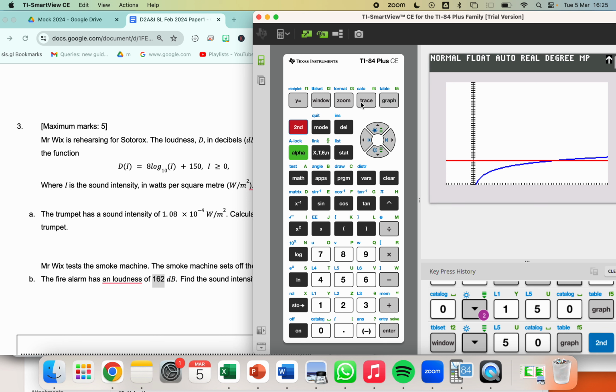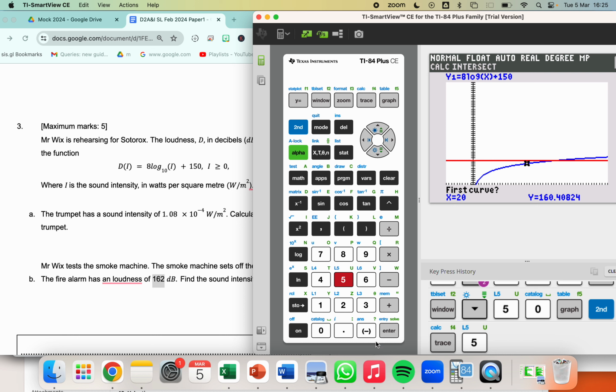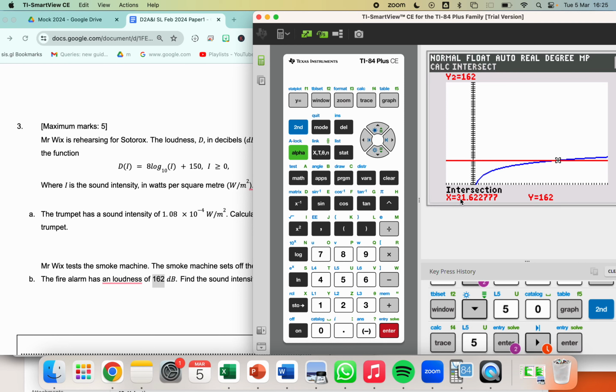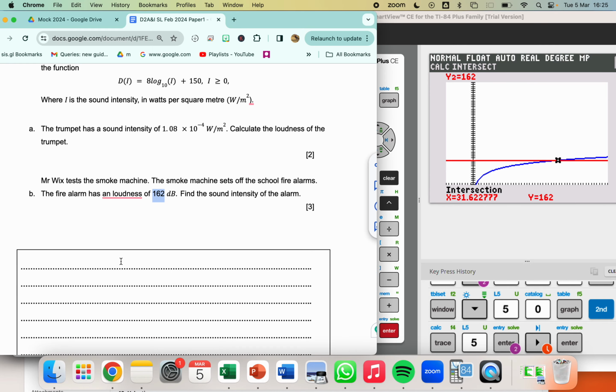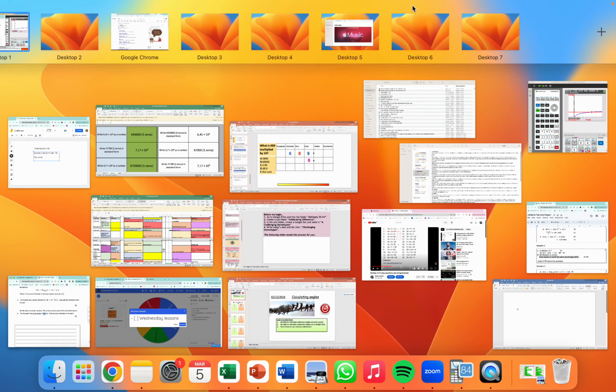To get the intersection, you press second calc, intersect, which is 5. You go from the first curve, which is the blue curve, to the second curve, which is the red curve, and then you go roughly where they cross, which is here. And that's going to give us our answer of 31.6. So there we go. We've got 5 marks already in place for this question.